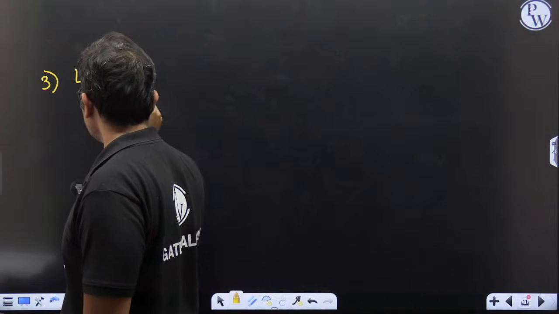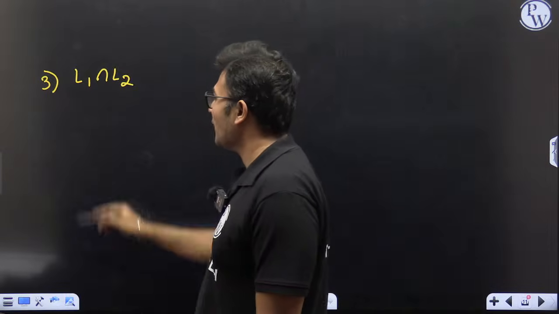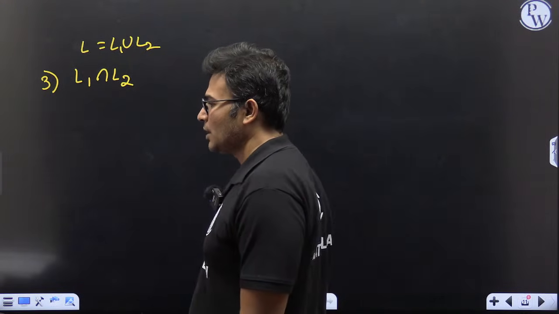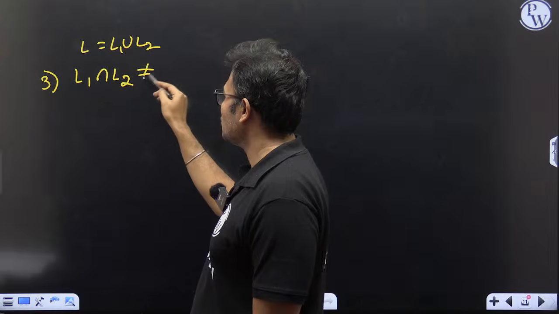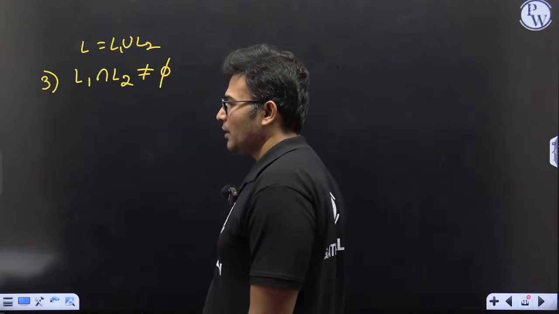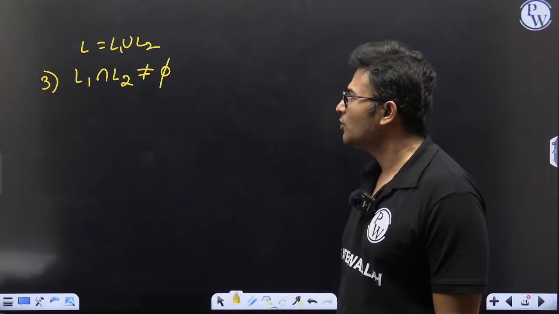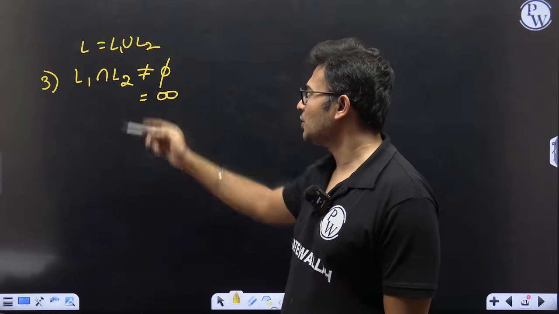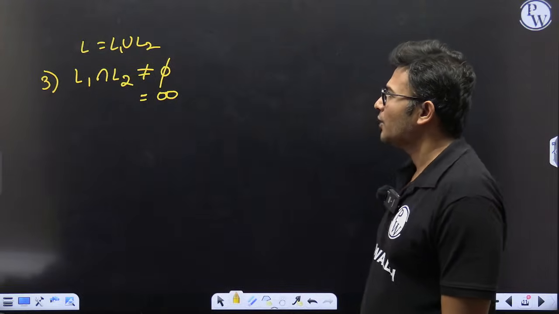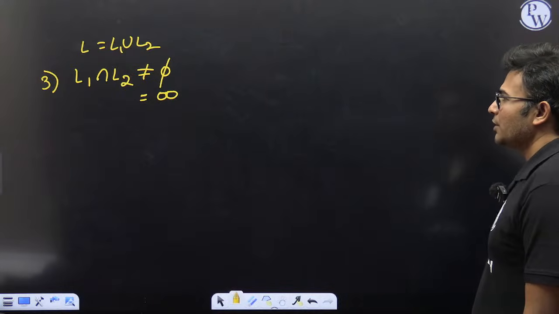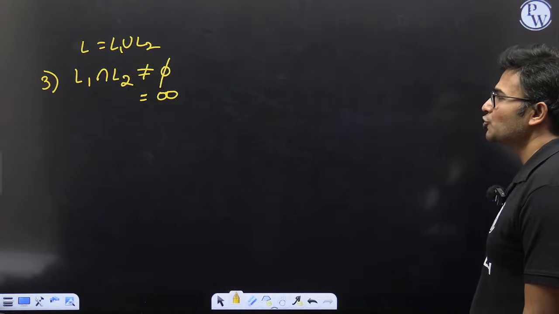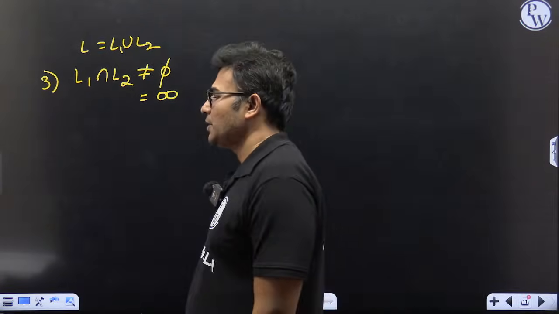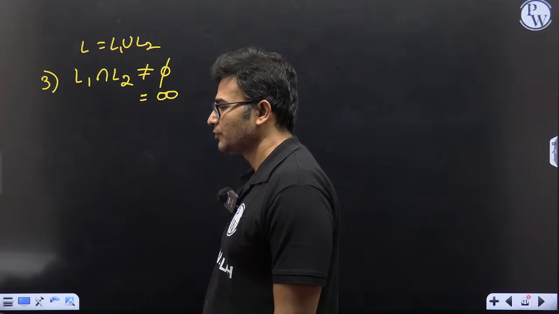And the third rule is L1 intersection L2. Let us say L equal to L1 union L2. Then L1 intersection L2 should not be equal to phi. That should be equal to infinity, which means the intersection of two languages should have an infinite number of strings.